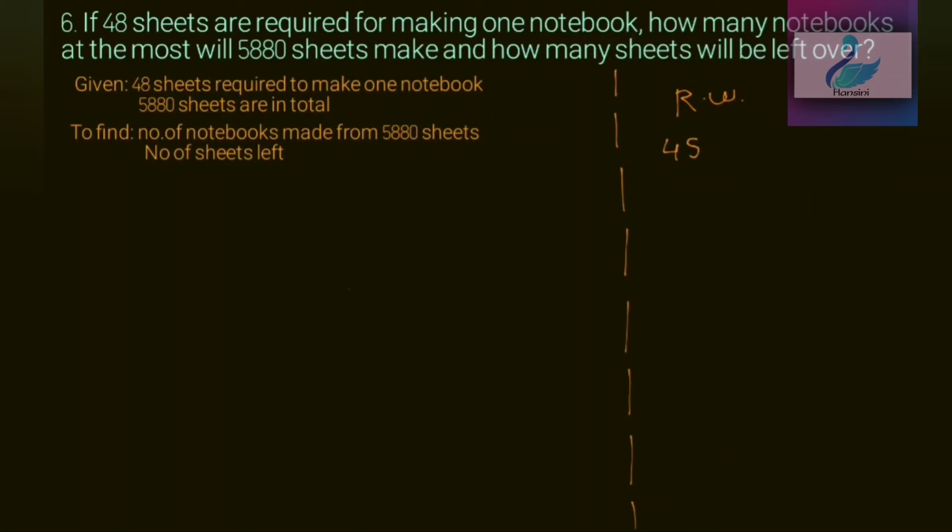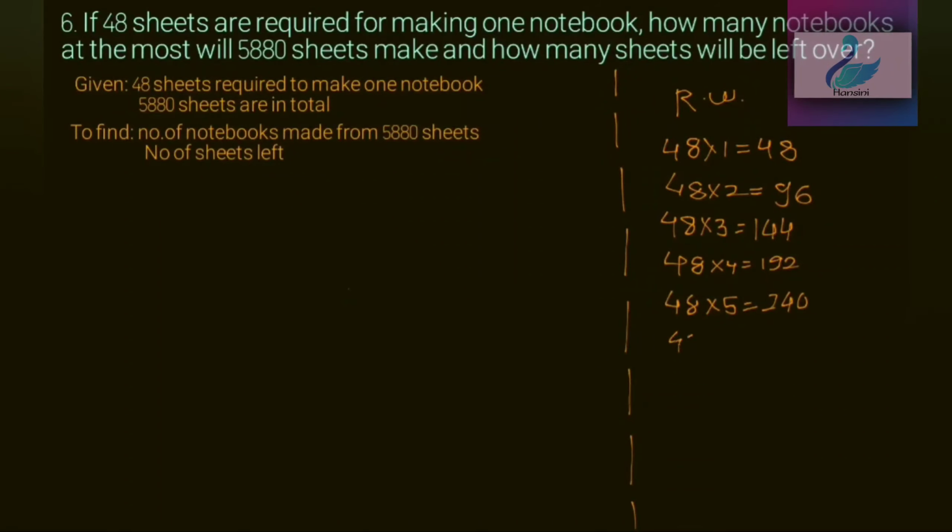So now look here. The number of notebooks made from 5880 sheets, here you have to find the quotient. That is already done, the number of books that have been made. So the quotient, and the number of sheets left means the remaining part, the work which is not done, that is the remainder. So the number of sheets left is the remainder. So you have to find the quotient and the remainder.